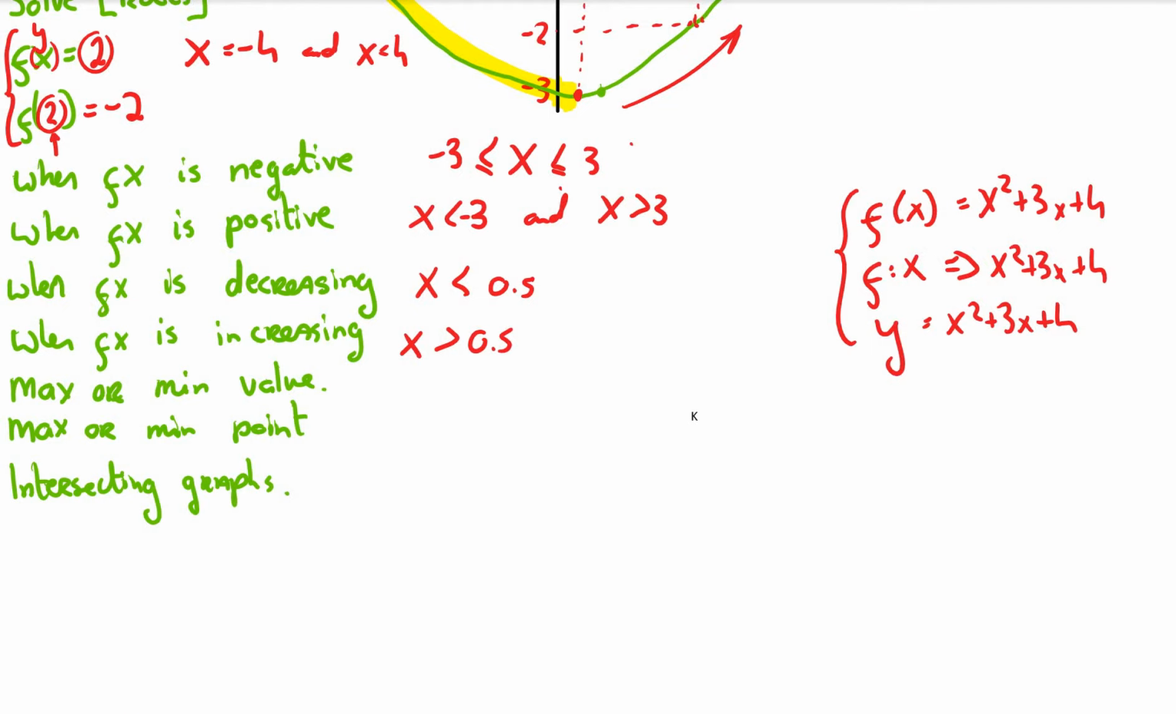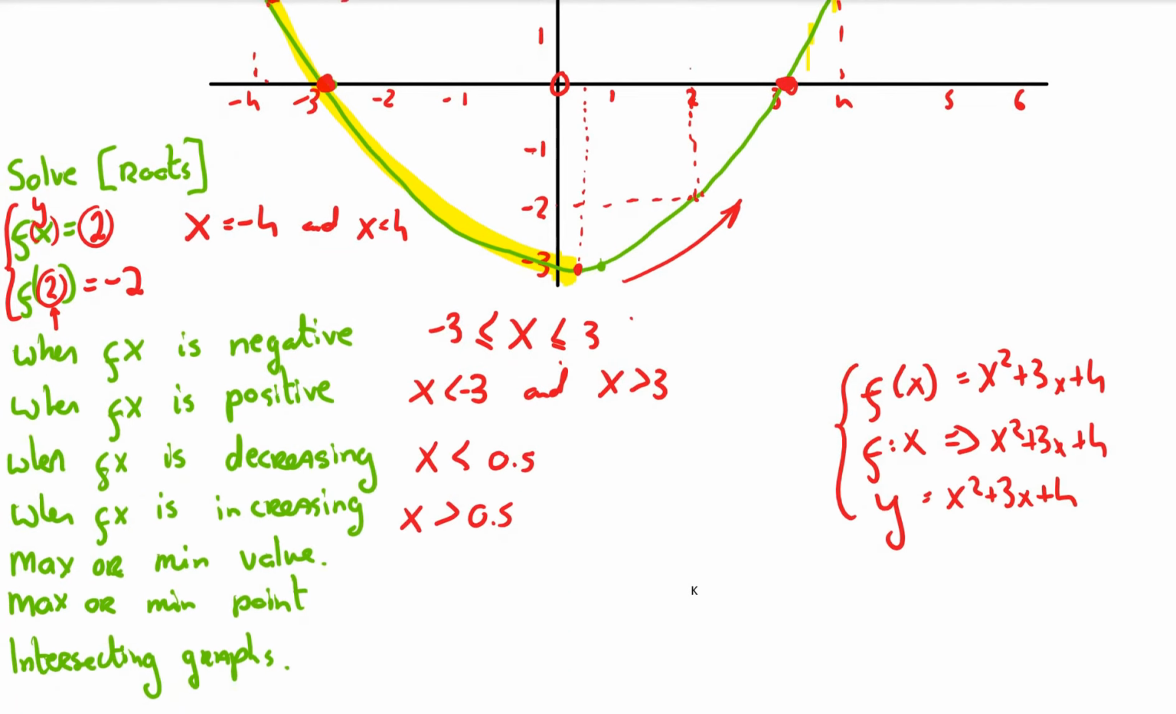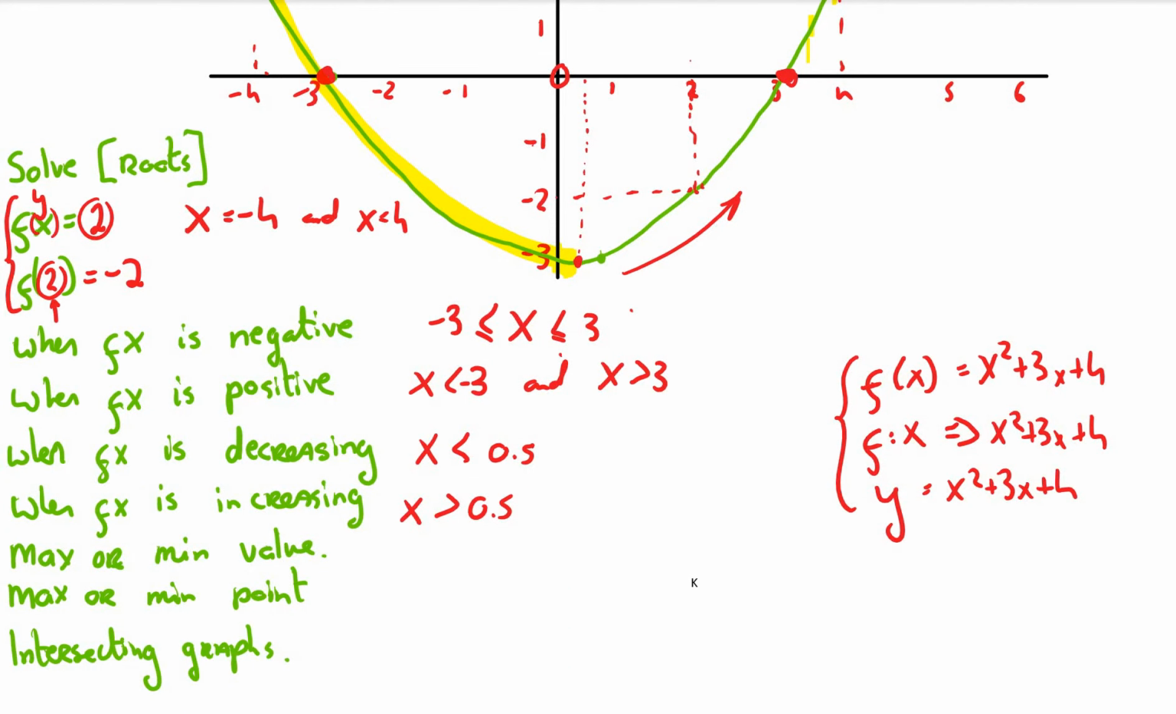Next, the max or the min value. In this case, we're going to have a minimum value because it goes down the way. If it was like this, there would be a maximum value up here. The minimum value is the lowest point. So there it is. And if we're asked for the minimum value, then we read off the y-axis, and it's probably minus 3.25. I'd say it's just below 3. So y equals minus 3.25. The minimum point then, we just read the coordinate. So it's 0.5, minus 3.25. That's that coordinate there.